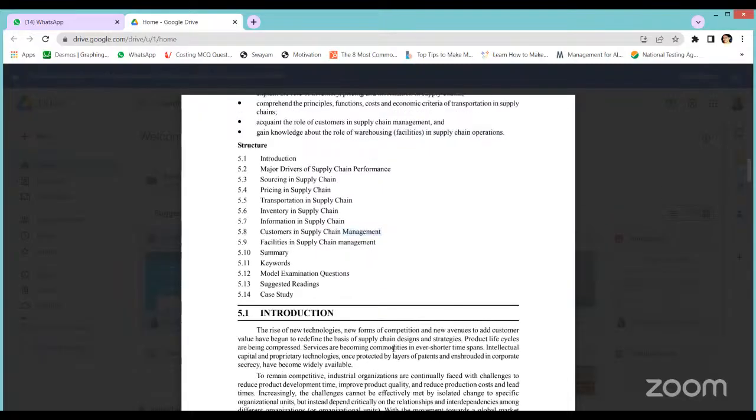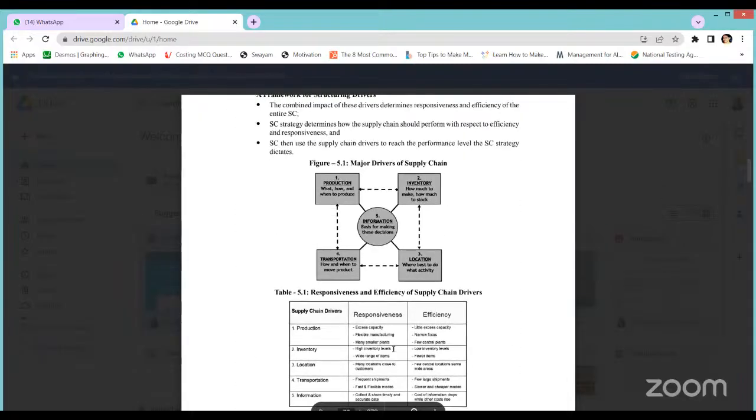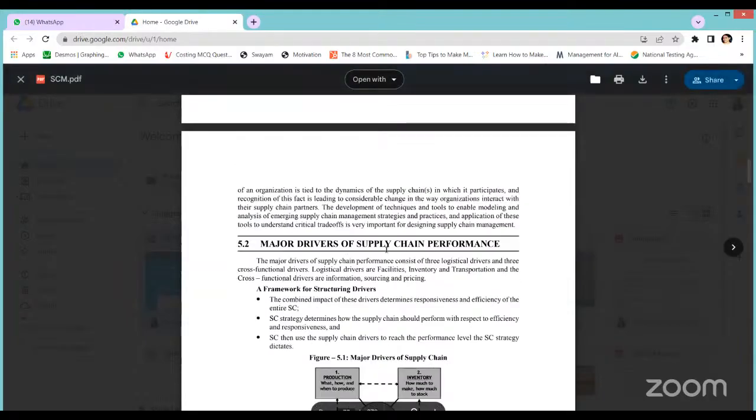So let us see the major drivers of supply chain performance. There are three logistical drivers and three cross-functional drivers. Let us see the logistical drivers first.